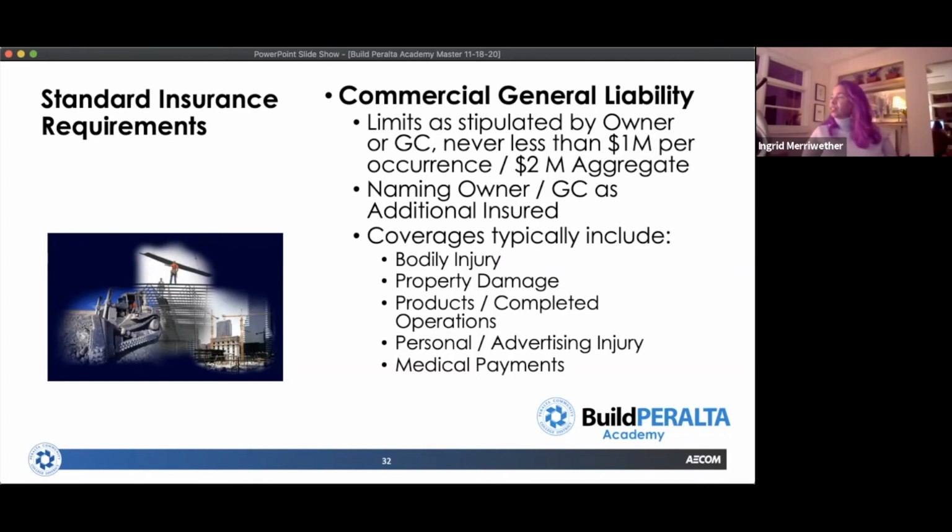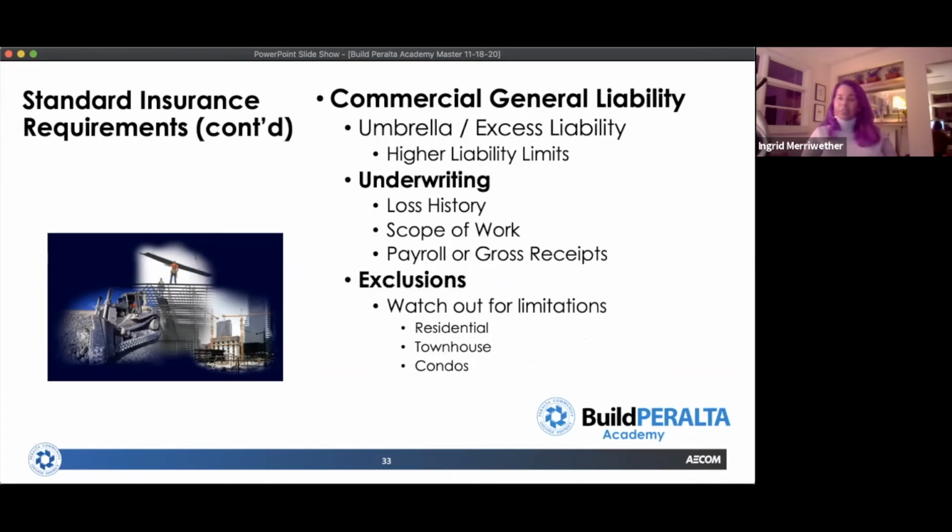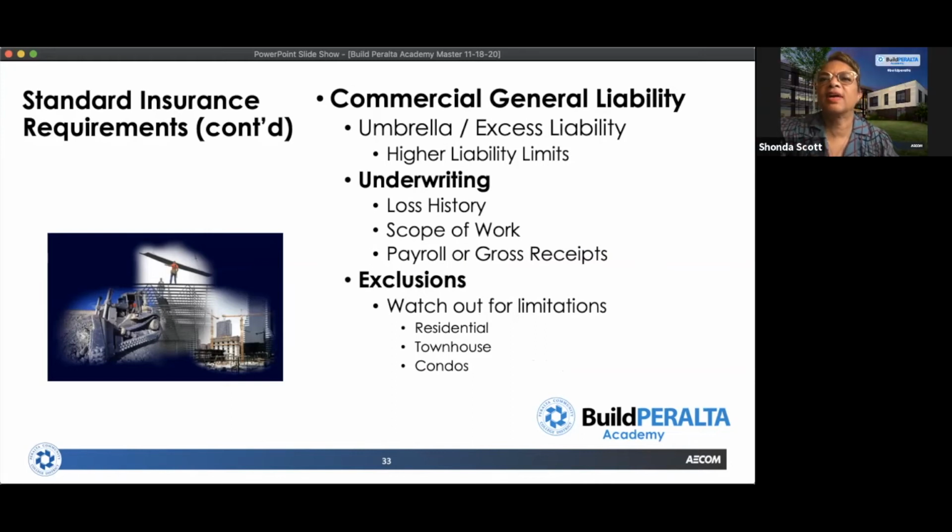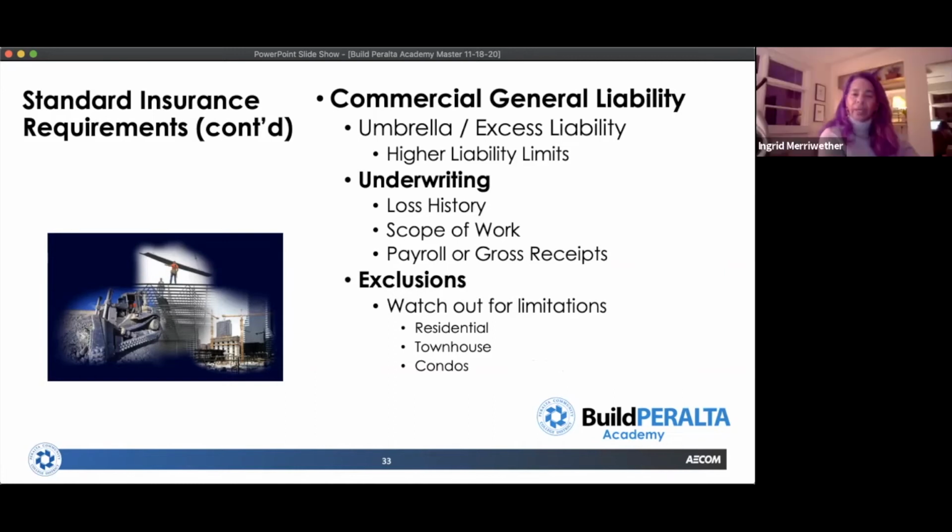Okay, next slide. Shonda, were you trying to get my attention for a question? Yes, I was. So we have another question. Does this include insurance coverage for errors and omissions for architects? And that's from Fred. Okay. And Fred, no. I haven't gotten to professional liability yet, so nothing I've covered thus far includes errors and omissions for architects or professional liability, but I'll be getting there in a second.